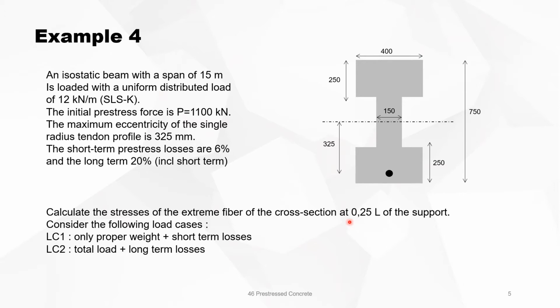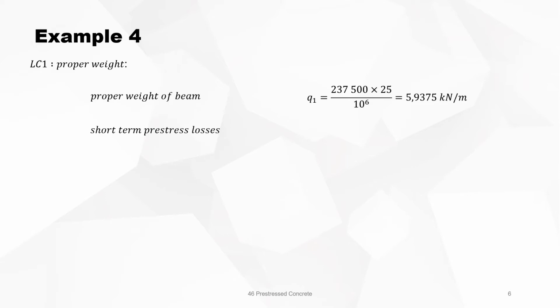So this exercise just deals with a random cross-section, and we are checking the stresses in the random cross-section. And this for two load cases, a load case on short term and a load case on long term. Load case 1, proper weight. The proper weight of the beam gives then a uniform distributed load of 5.9 kilonewton per meter.